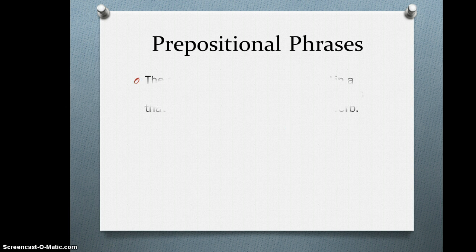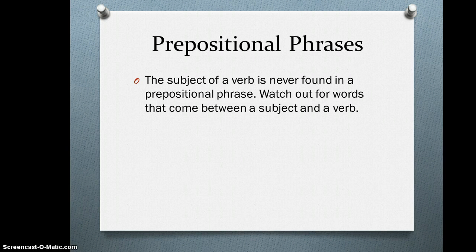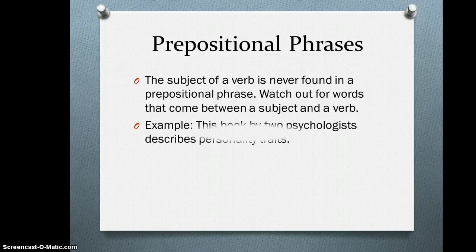Prepositional phrases. The subject of a verb is never found in the prepositional phrase. Watch out for words that come between a subject and a verb, though. Okay, so example, this book by two psychologists describes personality traits. By two psychologists, you could get rid of, right? It would read, this book describes personality traits. So what is our subject? It's not psychologists, it's book. Okay, and then a book is singular, so you need a singular verb, which would be describes.